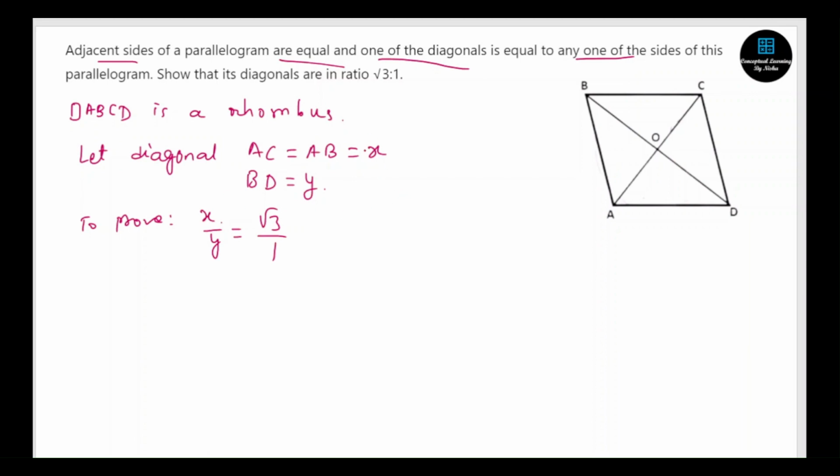Alright. Now how to prove this? So see, let's understand this. Here this is X. These all are X. And I am taking AC as X. So what can I say? X by 2. Because we know that the diagonals bisect each other. This is Y. So this is Y over 2. And we also know that the diagonals are perpendicular for a rhombus. Right? So by using all these facts. Okay. So here BD perpendicular to AC because diagonals of rhombus.